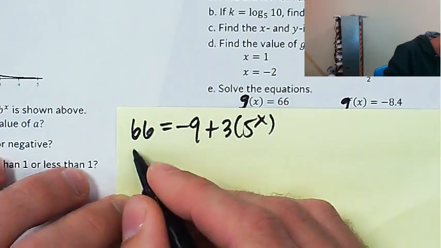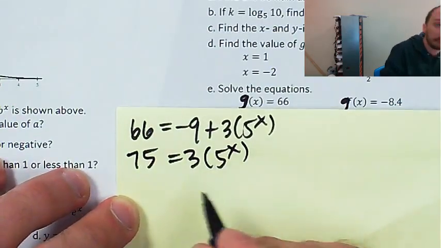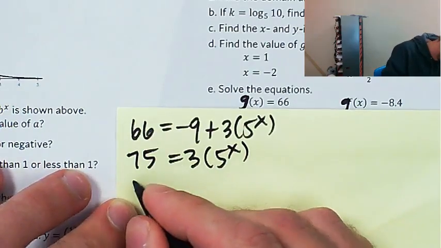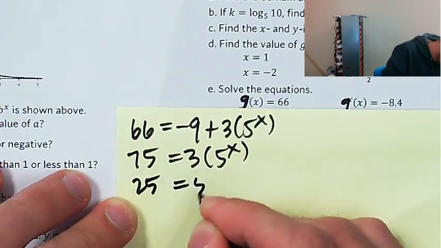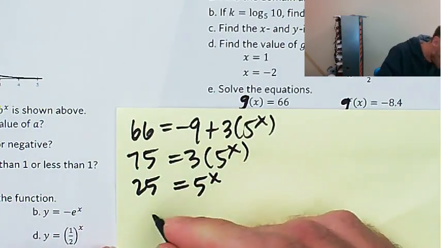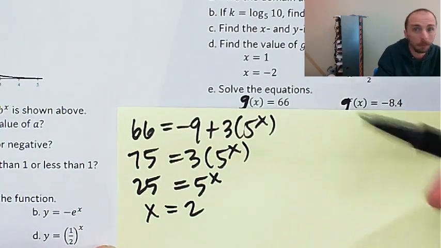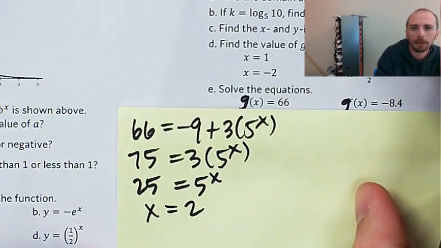Okay, and I'm going to add 9 to both sides, and that'll be 75 equals 3 times 5 to the x. Okay, I see this is going to go well. Divide by 3. 75 divided by 3 is 25 equals 5 to the x. This is one we can solve with our eyes. x equals 2. We don't need to take logs of both sides. We could. It would still give us x equals 2, but I don't think it's necessary.